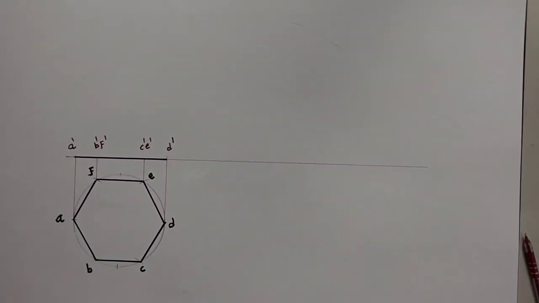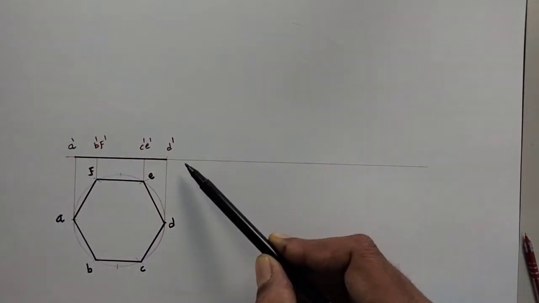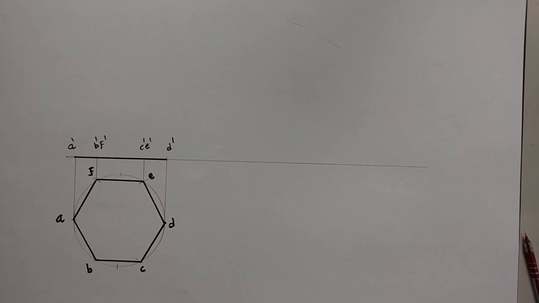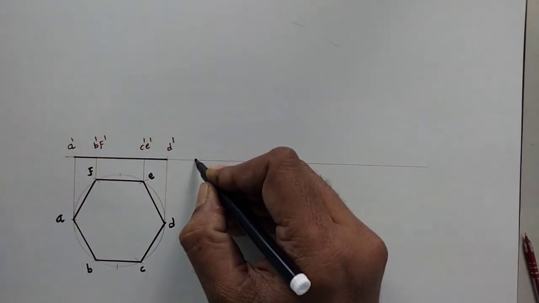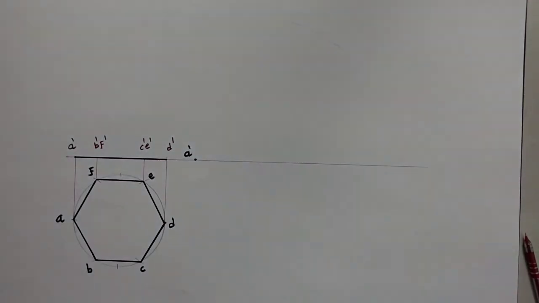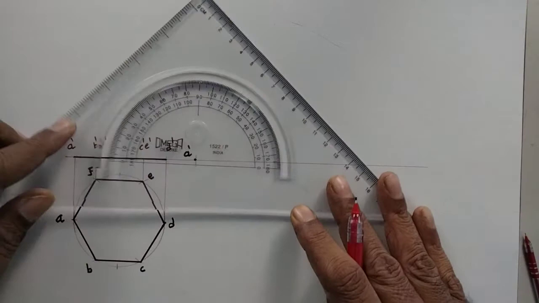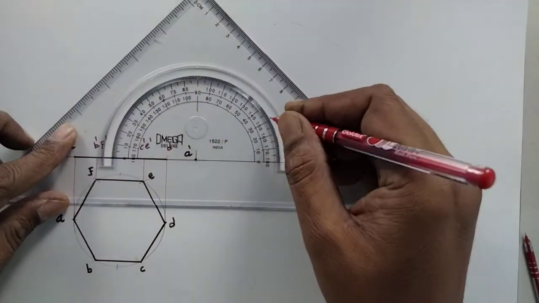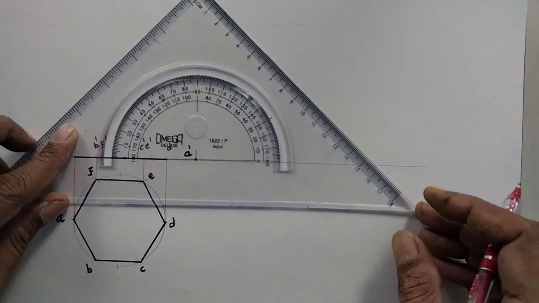Now your body diagonal AD is inclined to HP 30 degrees, or the surface is inclined to HP 30 degrees. It means my elevation is inclined with corner A dash. So I mark this corner A dash first. At the A dash corner, we draw our 30 degree inclination line, the surface inclined to HP.